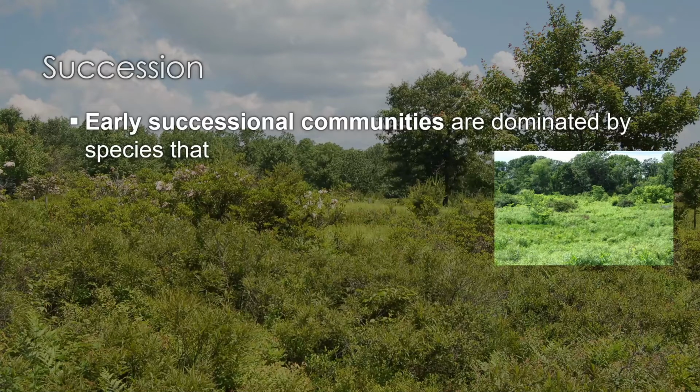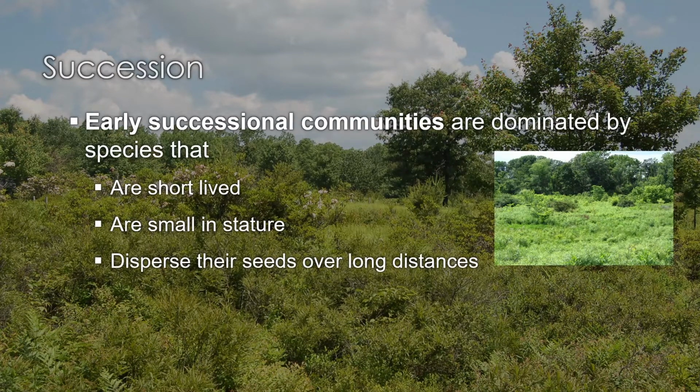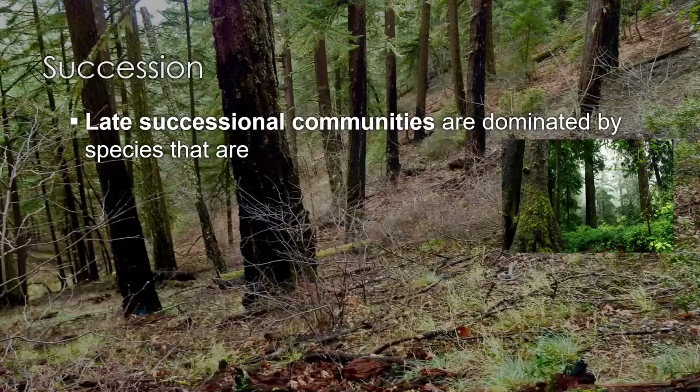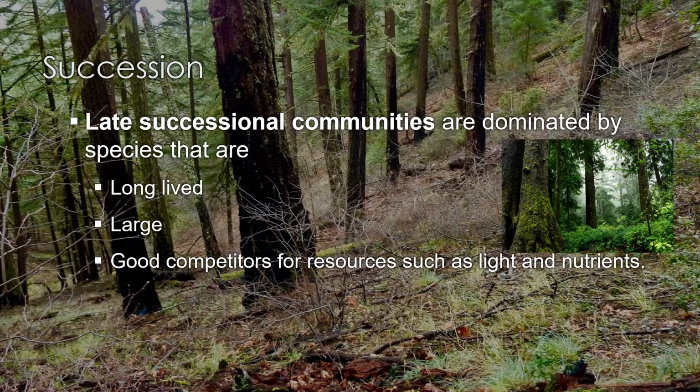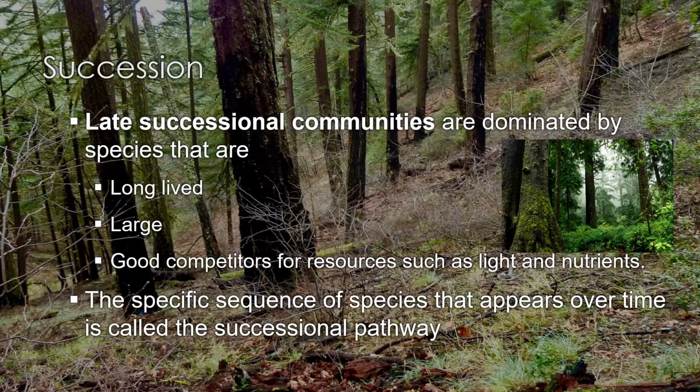Early successional communities are dominated by species that are short-lived, small in stature, and disperse their seeds over long distances. Late successional or climax communities are dominated by species that tend to be long-lived, large, and good competitors for resources such as light and nutrients. The particular sequence of species that appears over time is called a successional pathway.